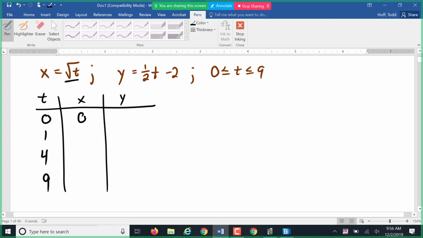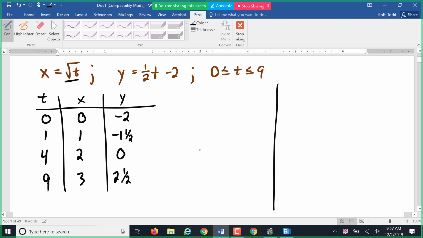So the square root of 0 is 0. For y, 1/2 times 0 is 0, minus 2 is -2. For x, the square root of 1 is 1. For y, 1/2 times 1 is 1/2, minus 2 is -1.5. For 4, the square root of 4 is 2. For y, 1/2 times 4 is 2, minus 2 is 0. For 9, for x, the square root of 9 is 3. For y, 1/2 times 9 is 4.5, minus 2 is +2.5.